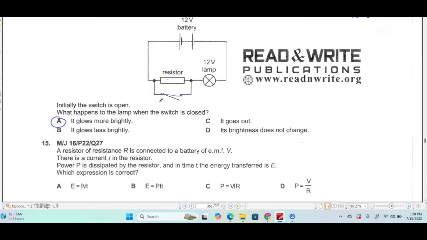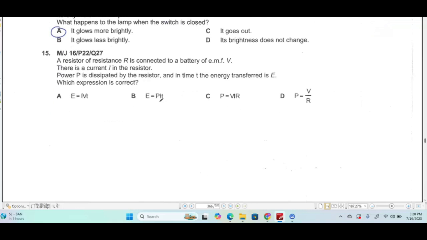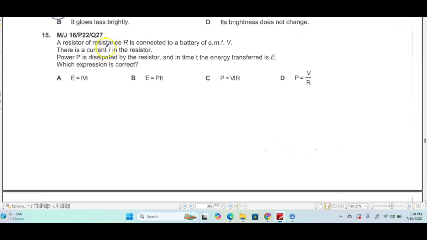So question number 14 ka answer is A. Question number 15. The resistor of resistance R is connected to a battery of EMF V. There is a current I in the resistor. Power P is dissipated by the resistor and in time T the energy transferred is E. Which expression is correct? E is equal to IVT.